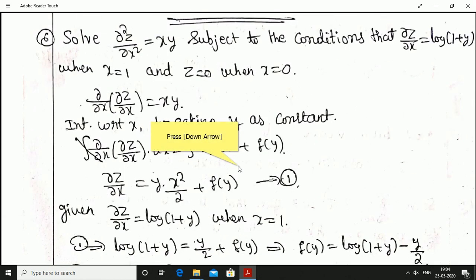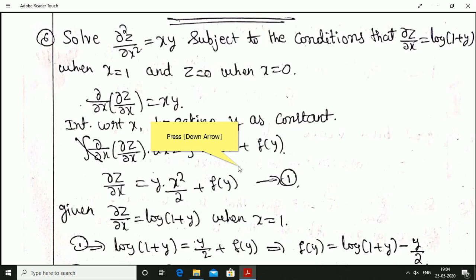This is the non-homogeneous partial differential equation. Rewrite the given partial differential equation as del by del x of del z by del x is equal to xy. Now to remove del by del x, integrate with respect to x treating y as constant. Hence, integral of del by del x of del z by del x into dx is equal to integral of xy into dx plus f of y. Integral differential gets cancelled. Del z by del x is equal to y constant, x integration with respect to dx is x square by 2 plus f of y.